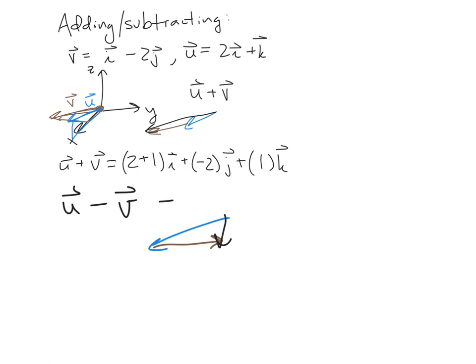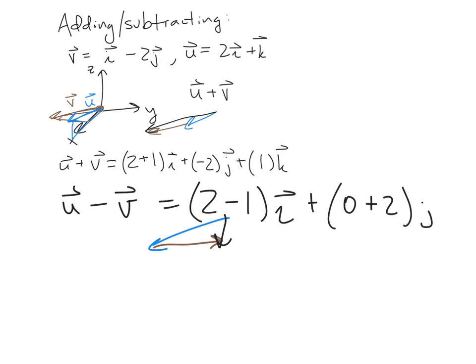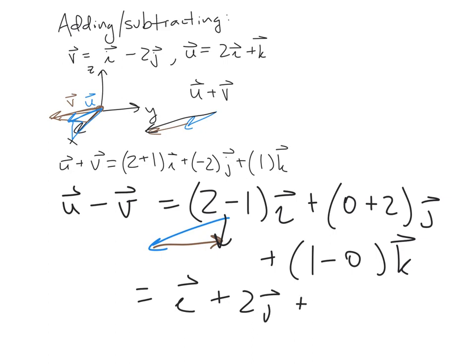And doing that component-wise, we have the 2 from the u minus the 1 from the v times i. And then for j, we have 0 from the u minus -2 from the v. And then for k, we have 1 from the u minus 0 from the v. And so we get i plus 2j plus k. So here we had the sum, and here we did a vector subtraction.